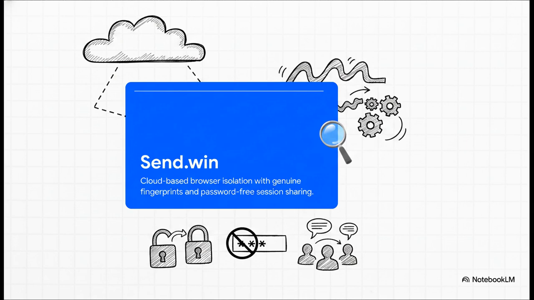According to the source material, Send.win brings a really unique value proposition to the table precisely because of that cloud-based architecture we just mentioned. Rather than just masking your device locally, it gives you sandbox browser isolation with genuine, non-spoofed fingerprints. Plus, it operates on an encrypted cloud infrastructure and lets you do password-free session sharing. For team collaboration, that is a massive security upgrade.